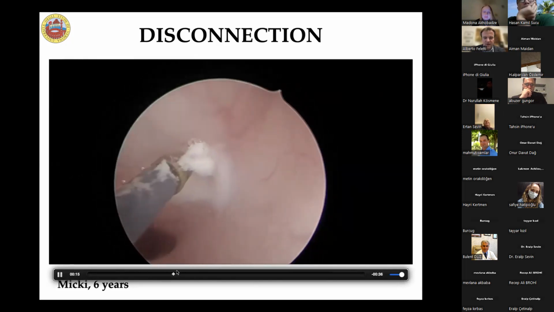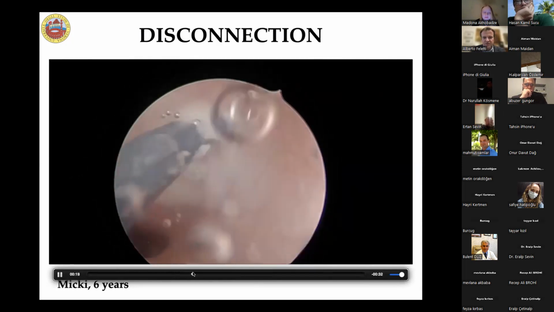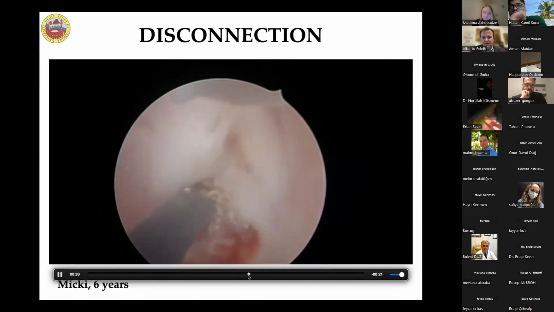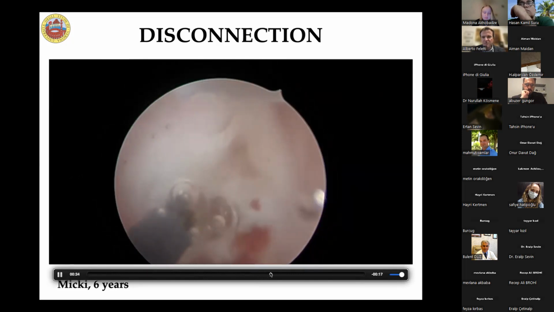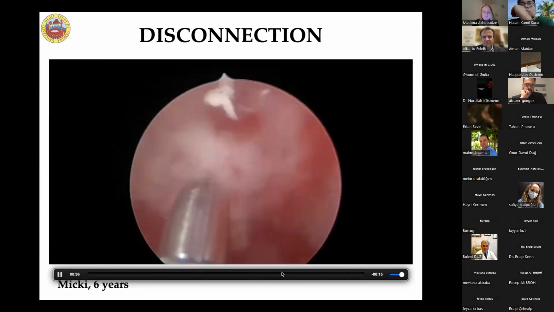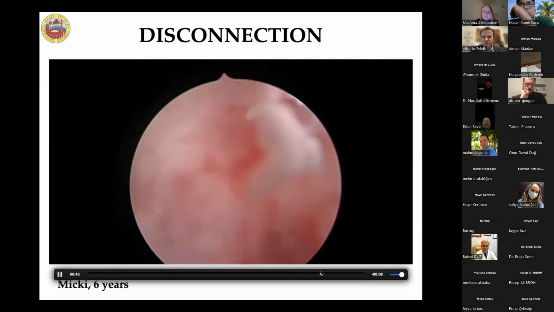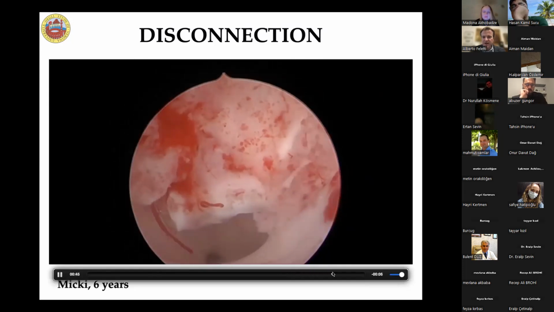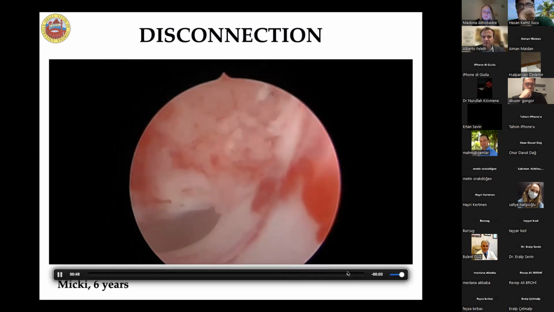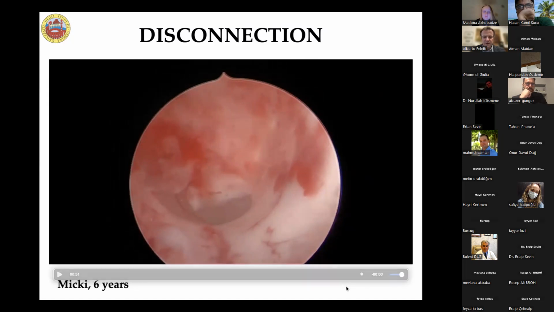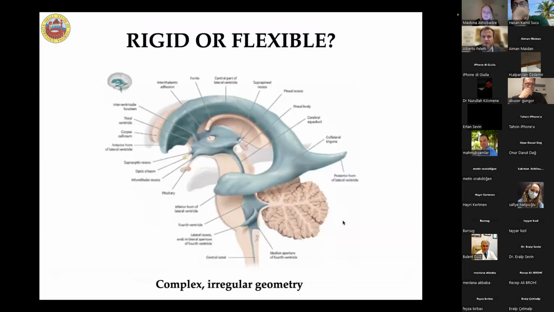So with several coagulations, I disconnected this hamartoma. No need to remove it. Of course, we took some bioptic samples, but there is no need to completely remove this benign tumor. Just disconnect it from the hypothalamus, and the patient's epileptic seizures were resolved.